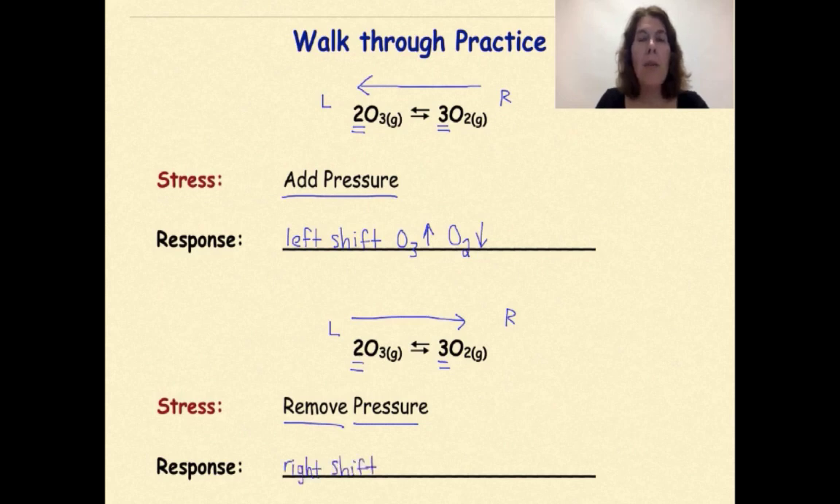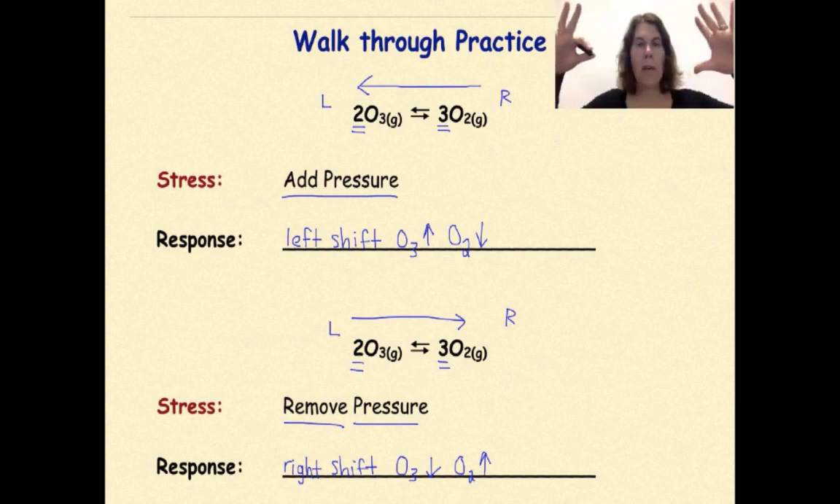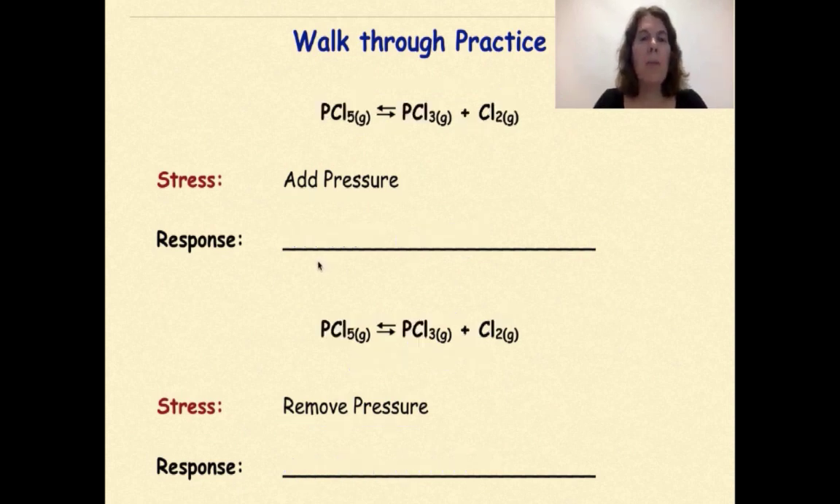As I'm going to favor the formation of products, my amount of ozone, O3, is going to decrease, and the amount of oxygen, O2, is going to increase. Because I'm removing the pressure, I'm increasing the volume, I want to produce more moles of gas. Let's look at another example.